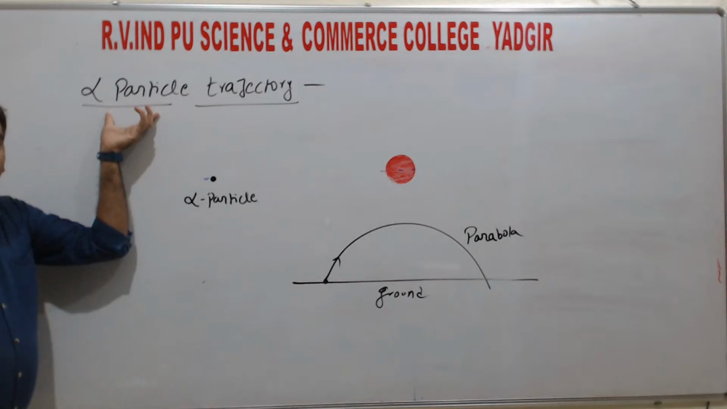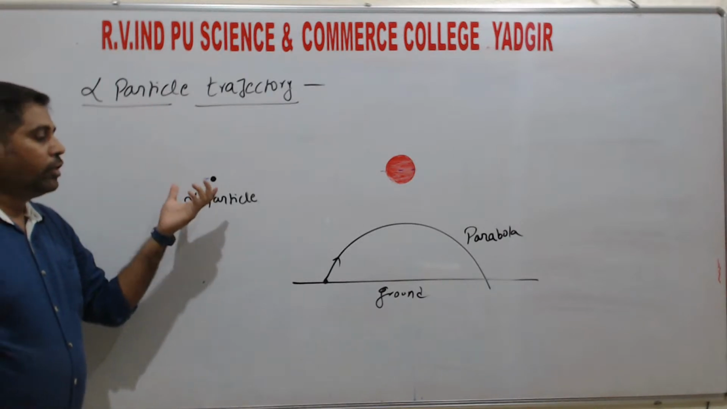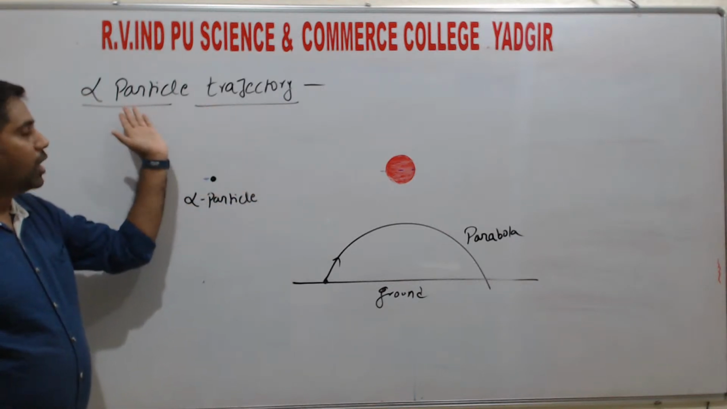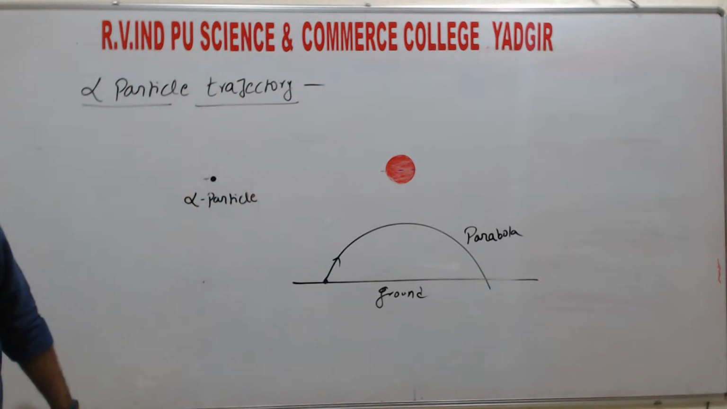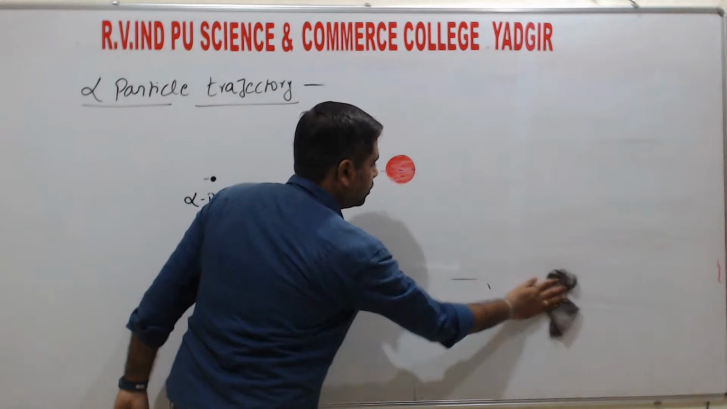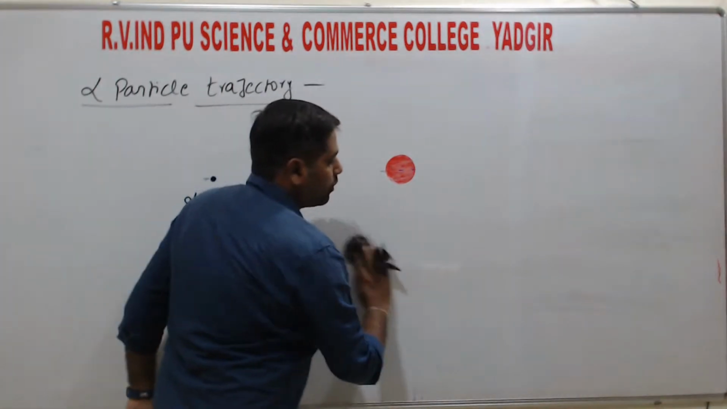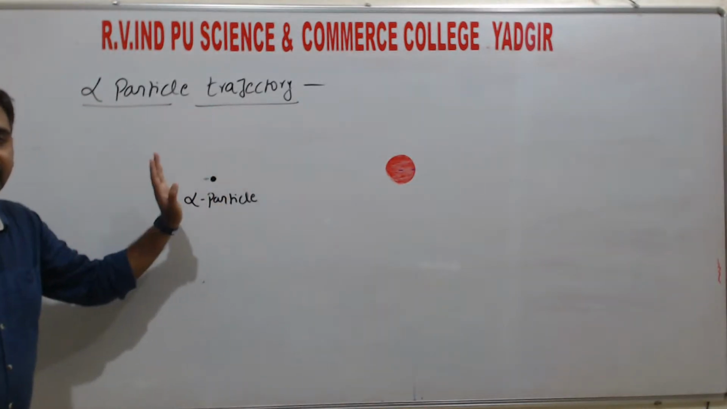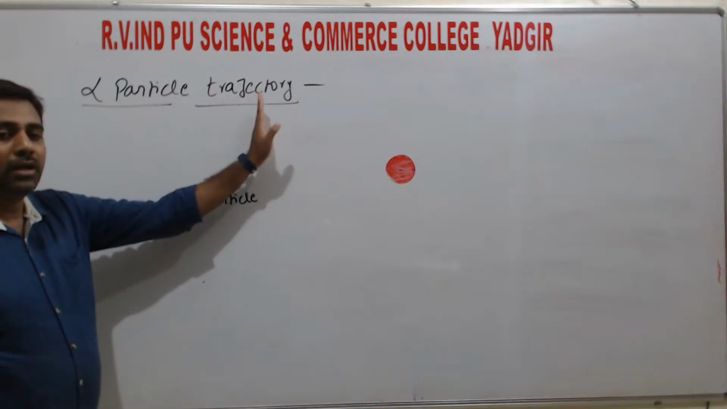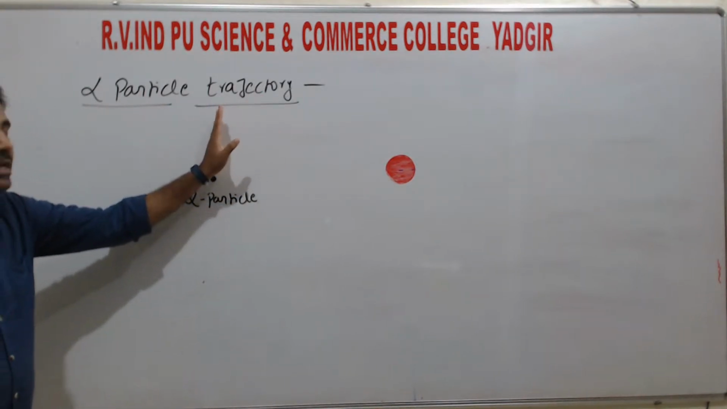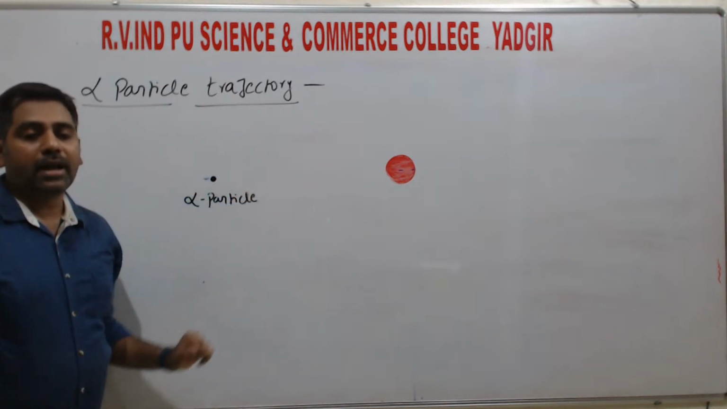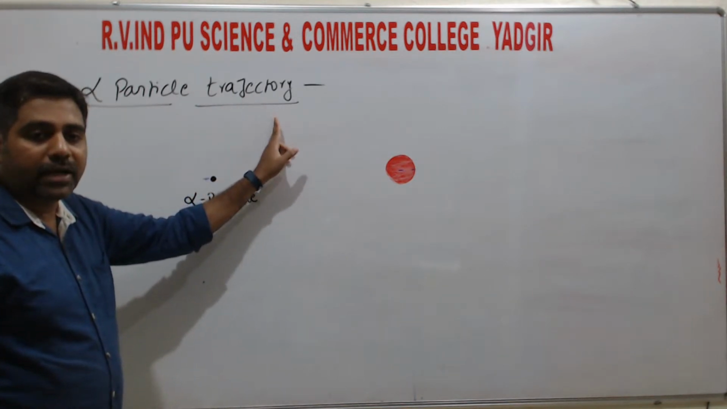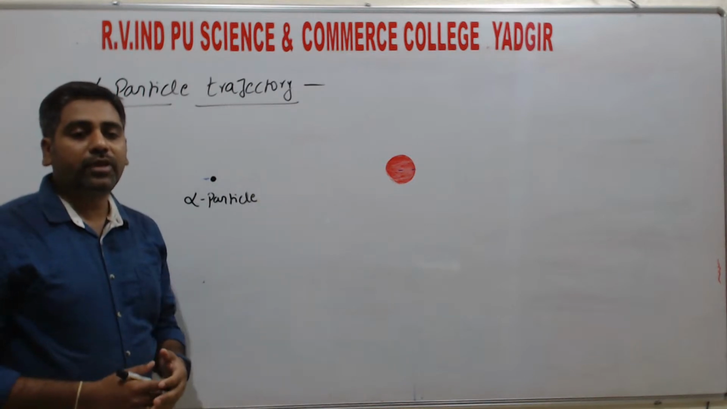Here we are studying the path followed by the alpha particle, in which path the alpha particle is traveling. So here, the alpha particle trajectory. Trajectory means path followed by a particle in free space. Here we are studying the alpha particle trajectory. The alpha particle's trajectory depends on the impact parameter of the collision, right?